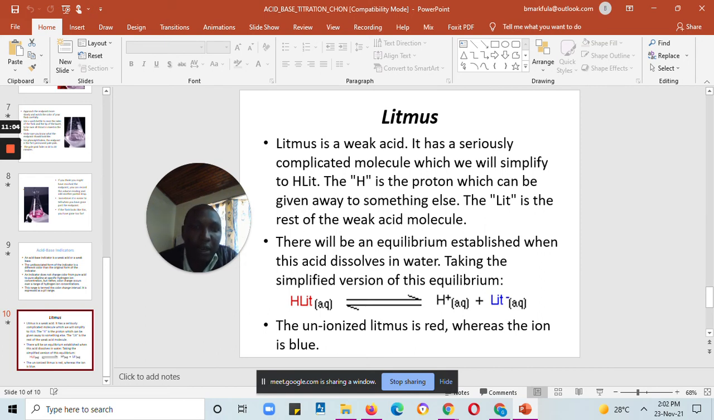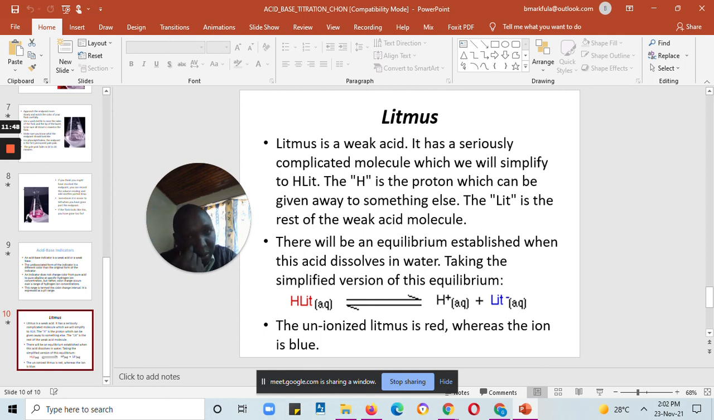So for a litmus indicator in acidic medium, the solution turns red, but in basic solution, the red litmus turns blue. So that clearly tells us, or you can use it, to locate the endpoint for the titration that you are carrying out. By now, I hope all of us have understood how to carry out the practical.